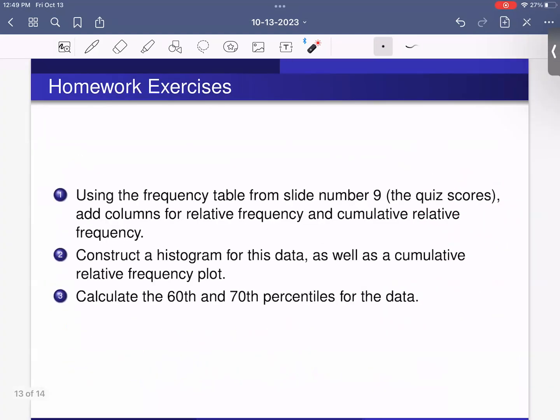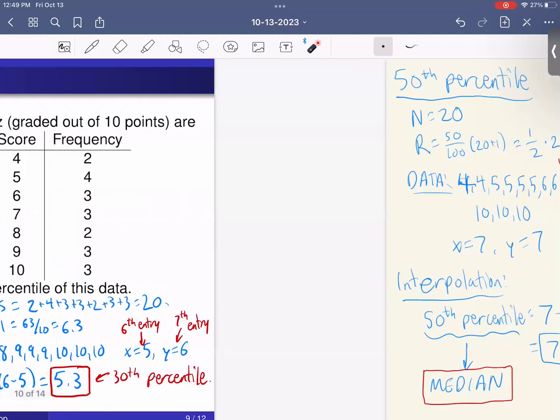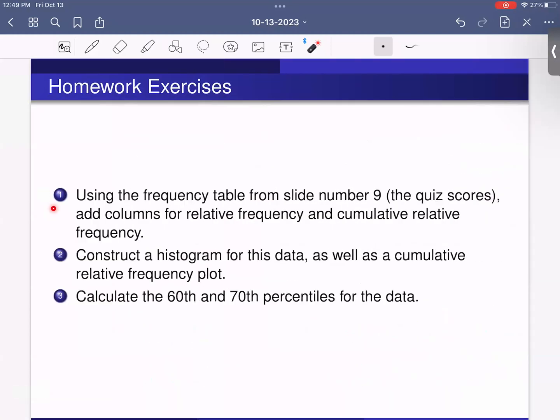So there are a couple of homework exercises. Using the frequency table from slide number 9, the quiz scores, which I'll send, I want you to do a few more things. First, add a column to the frequency table for the relative frequency and the cumulative relative frequency. Construct a histogram for the data, as well as a cumulative relative frequency plot. This is easier if you have Excel, but you can do the histogram by hand. And then calculate the 60th and the 70th percentiles for the data. All of them are for the same data set that we had before. I'll send this out later today.